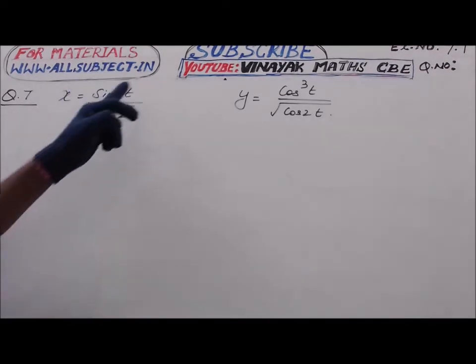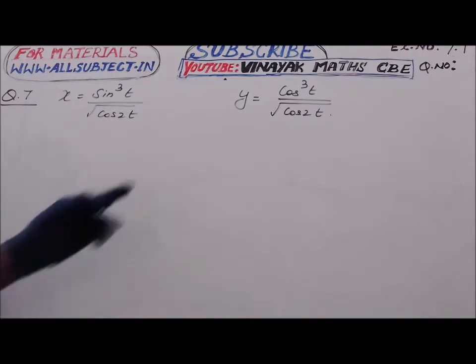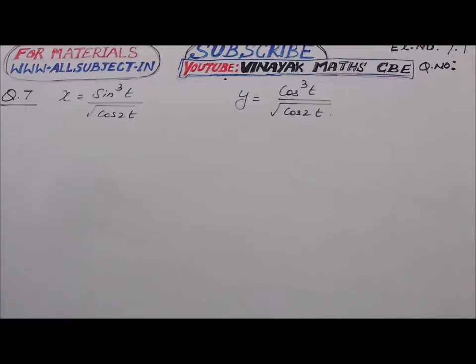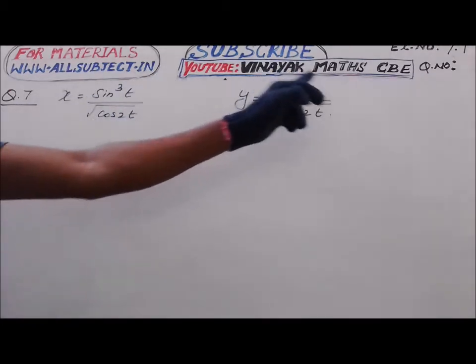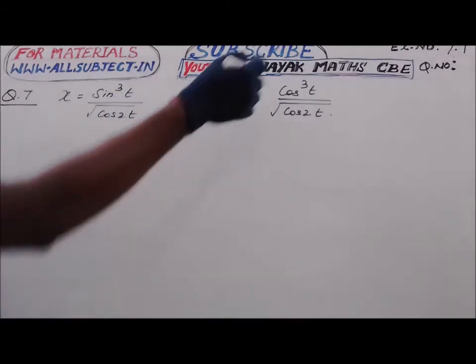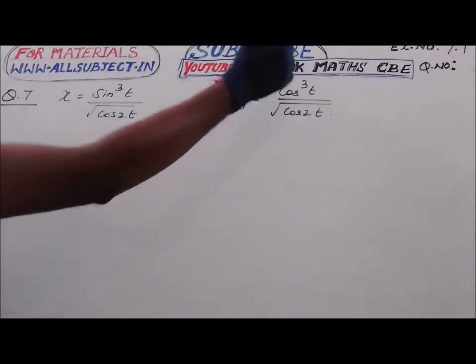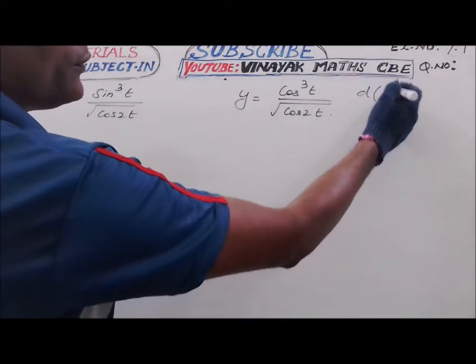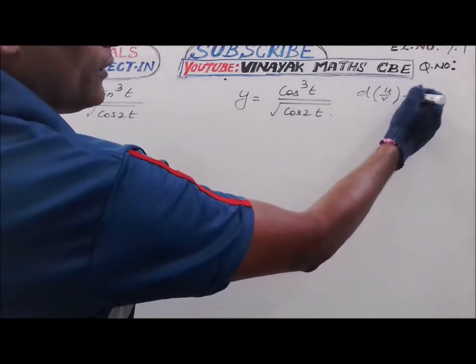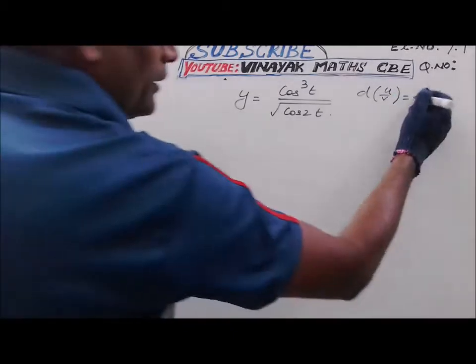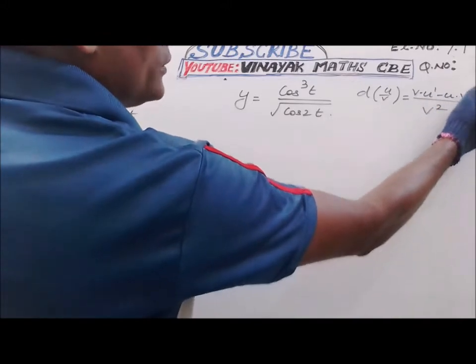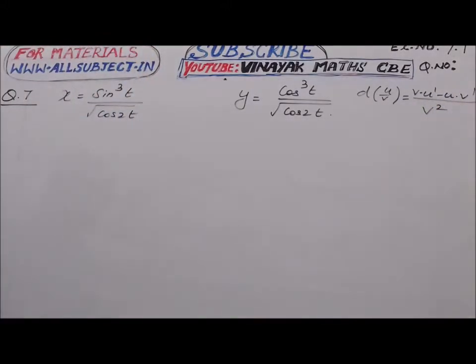x is equal to sin cube t by root of cos 2t, y equal to cos cube t by root of cos 2t is given. We need to find dy by dx. x is a function of t, y is also a function of t, but both are in the form of u by v. We should apply the quotient rule. Derivative of u by v equal to, we have the formula, v into u dash minus u into v dash, all over v square. That is the quotient rule.